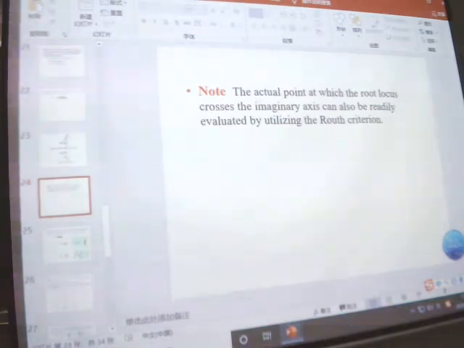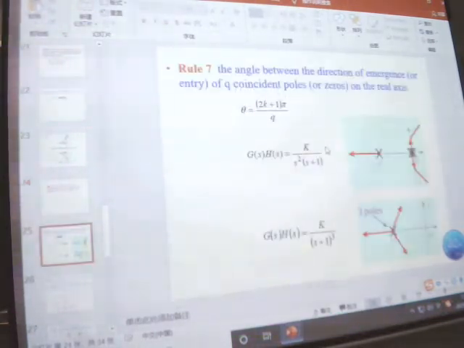Note the actual point at which the root locus crosses the imaginary axis can also be readily evaluated by utilizing the Routh criterion.